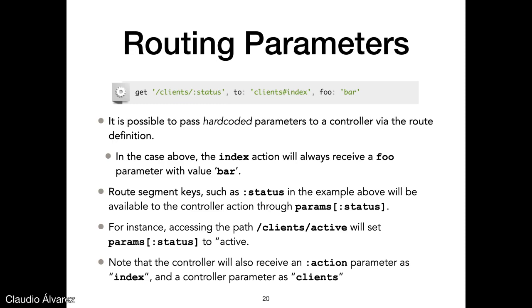So that foo will appear in params. You can ask params about foo, and it will give you the value var. So those are sort of constant parameters you can add to a route for some reason. If you need to pass a sort of hard-coded parameter to your controller action, you can do so by specifying a route that does what you want.